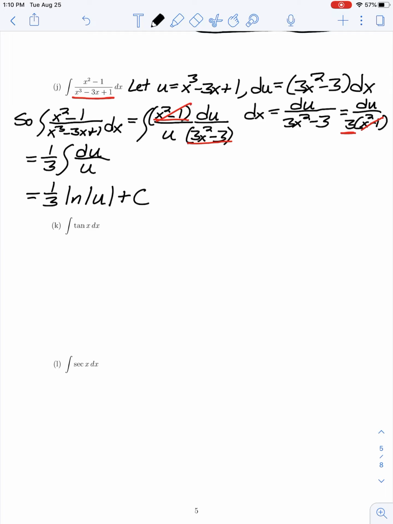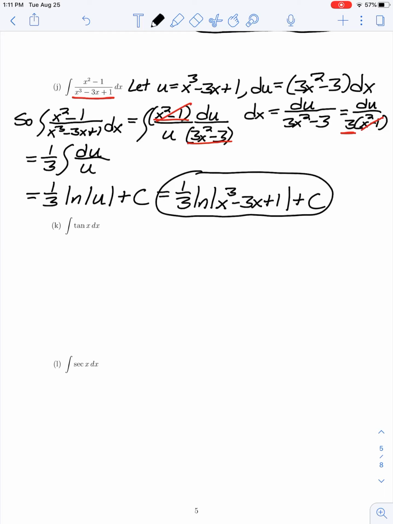And again, with this method of u substitution, once we have found our antiderivative, we're going to substitute the expression for u back into our answer. So we have 1/3 natural log of the absolute value of x cubed minus 3x plus 1 plus c. So this example illustrates how a substitution could also be used to handle an integral of a quotient of two functions. So let's look at another one of these.